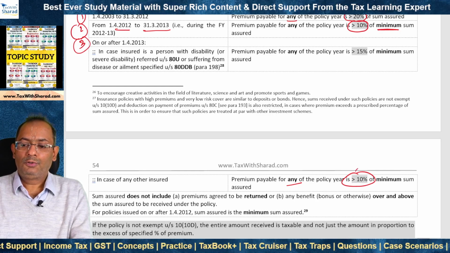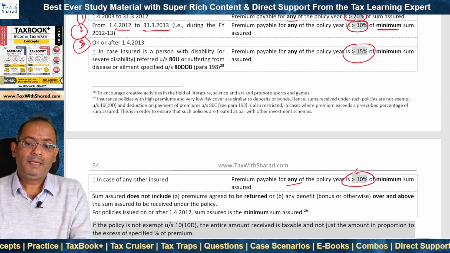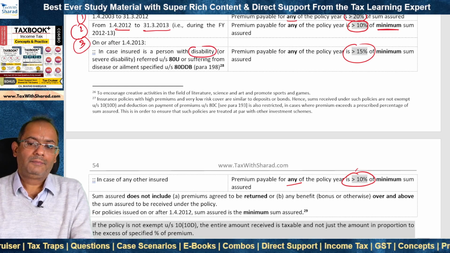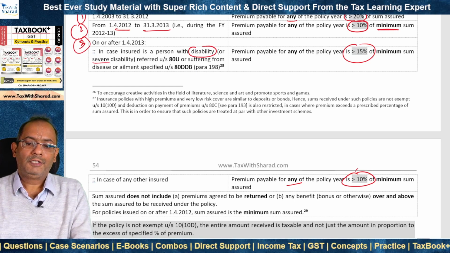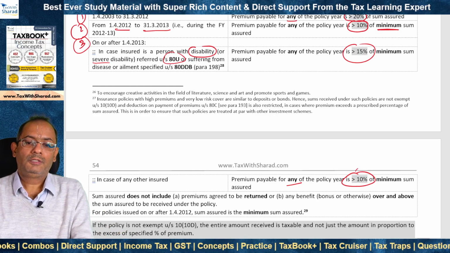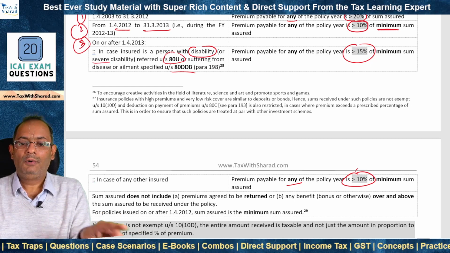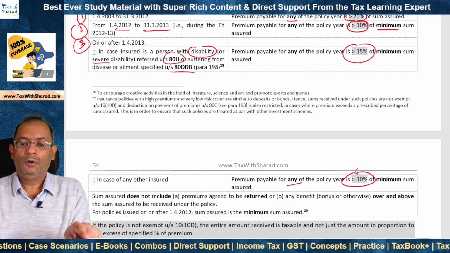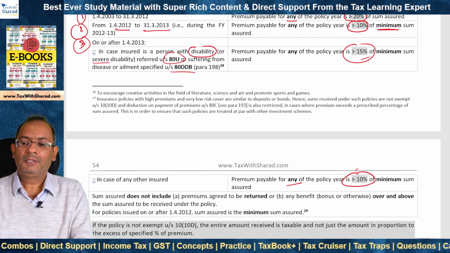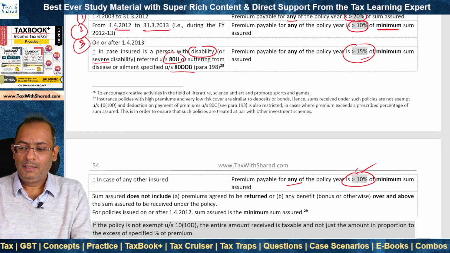However, this threshold of 10% is increased to 15% in case the insured is a person with disability or severe disability, which is referred to under section 80U, or the insured is a person who suffers from a disease or ailment specified under section 80DDB. We will talk about 80U and 80DDB in the video on deductions from the gross total income. In that case, the threshold is 15%. In other cases, the threshold of premium for any of the policy years is 10%.